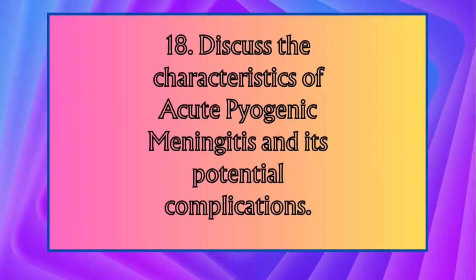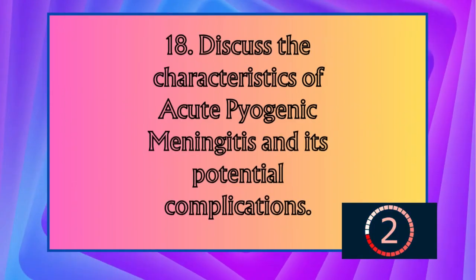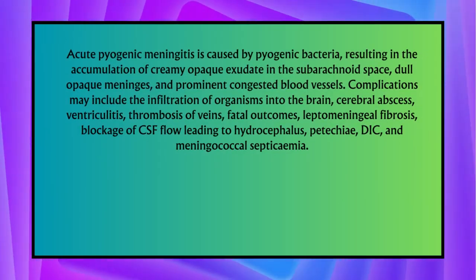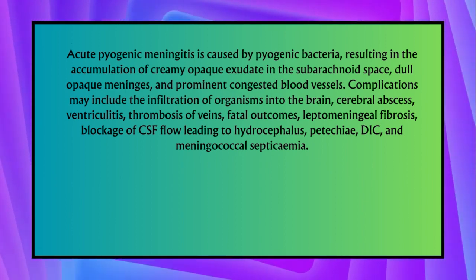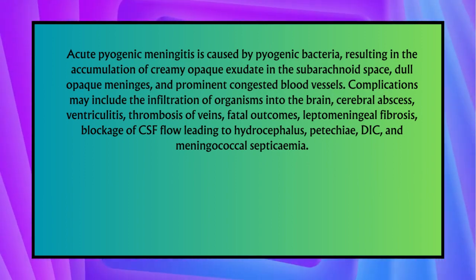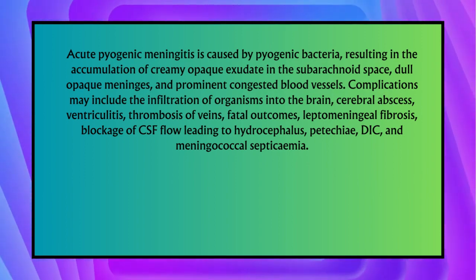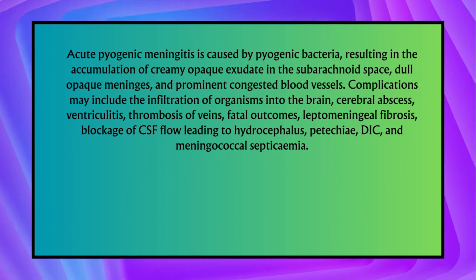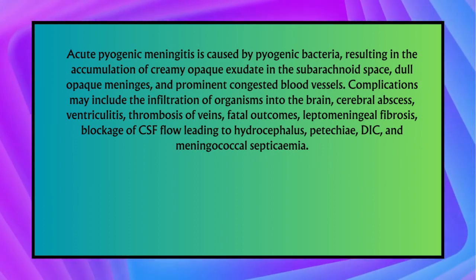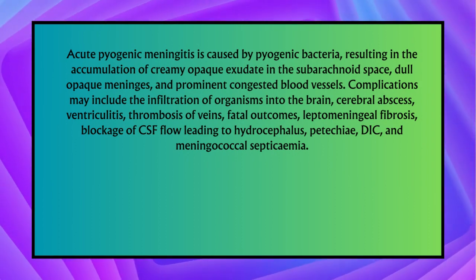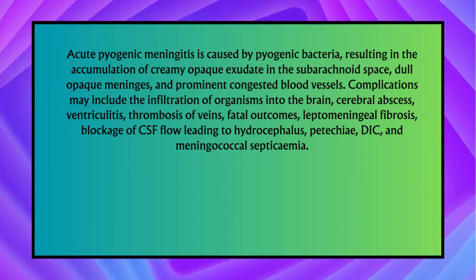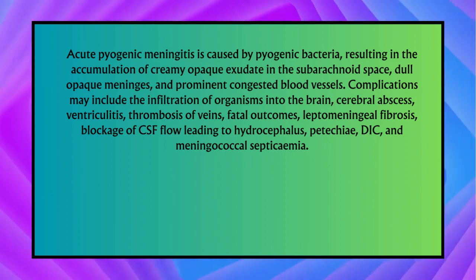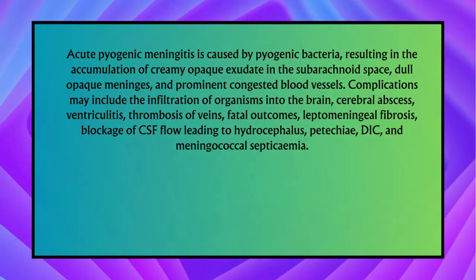18. Discuss the characteristics of acute pyogenic meningitis and its potential complications. Acute pyogenic meningitis is caused by pyogenic bacteria, resulting in the accumulation of creamy opaque exudate in the subarachnoid space, dull opaque meninges, and prominent congested blood vessels. Complications may include the infiltration of organisms into the brain, cerebral abscess, ventriculitis, thrombosis of veins, fatal outcomes, leptomeningeal fibrosis, blockage of CSF flow leading to hydrocephalus, petechiae, and meningococcal septicemia.